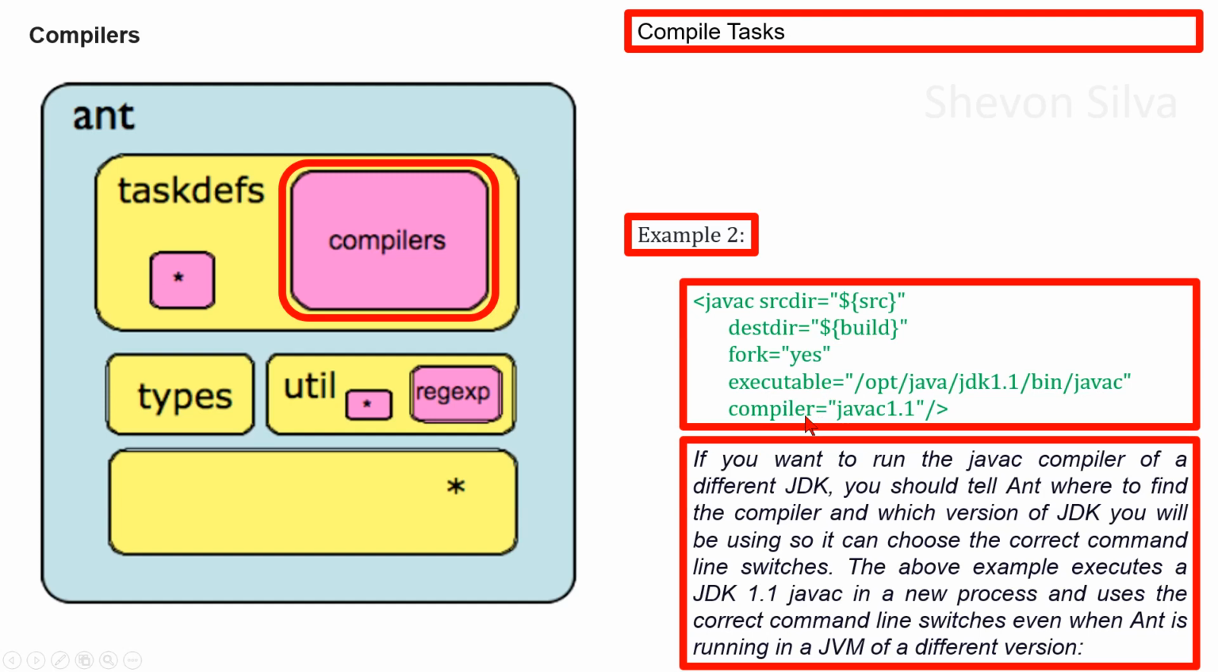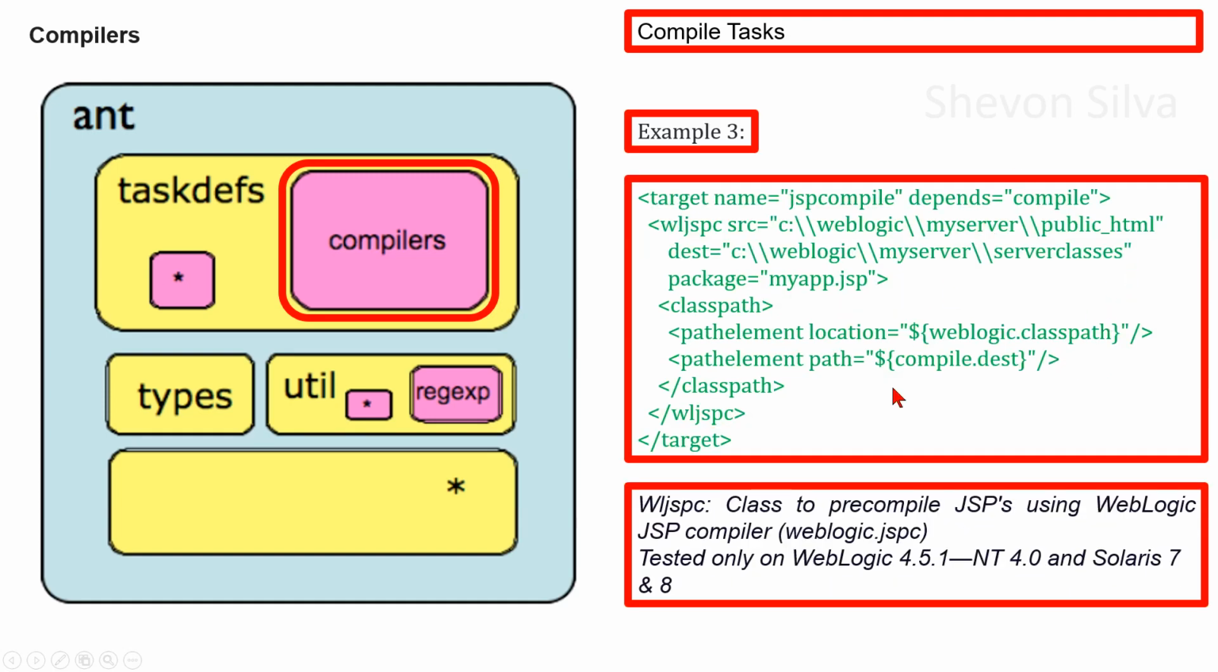As an example 3, we can consider this. Here WLJspc compiler, a class to precompile JSPs using the WebLogic JSP compiler, weblogic.jspc. This is tested only on WebLogic 4.5.1 and NT 4.0 and Solaris 7 and 8.